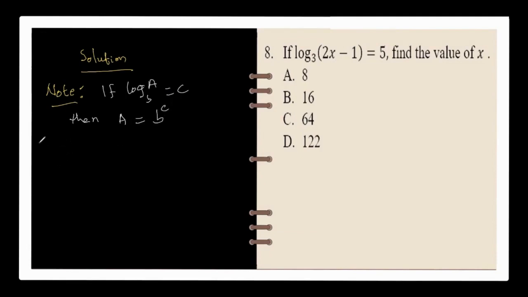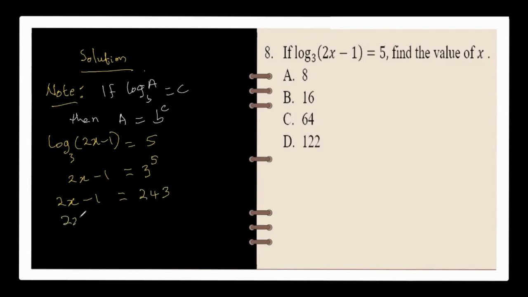Now, with this in mind, we are given log of 2x minus 1 base 3 equals 5. It means that 2x minus 1 is going to be 3 raised to power 5. Of course, 3 raised to power 5 is going to give us 243. You can use your calculator.